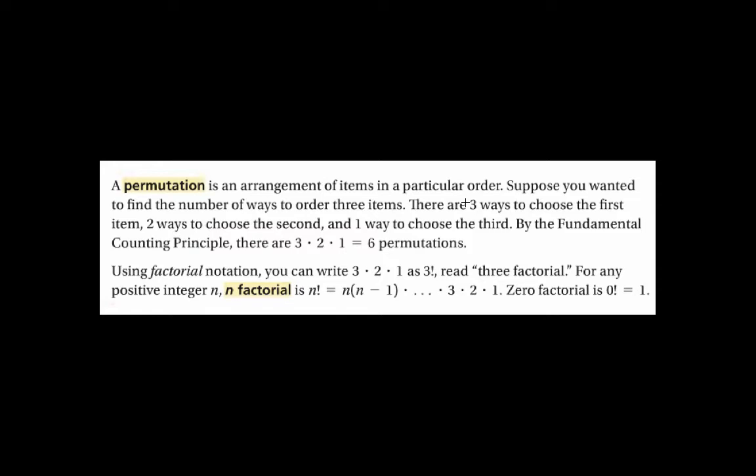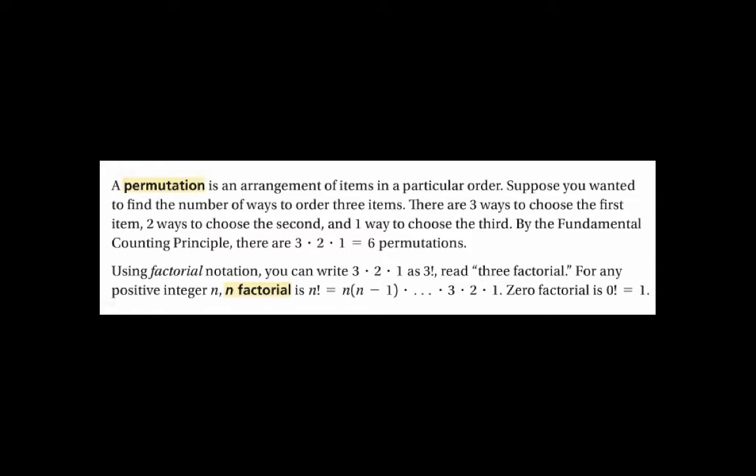Suppose you wanted to find the number of ways to order 3 items. There are 3 ways to choose the first item, 2 ways to choose the second item, and 1 way to choose the third. By the fundamental counting principle, there are 3 times 2 times 1 permutations.